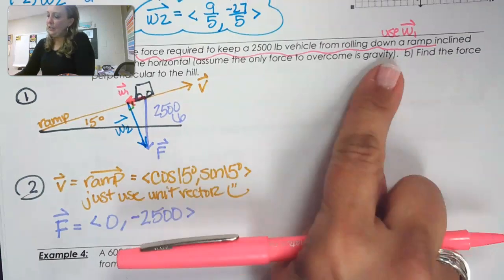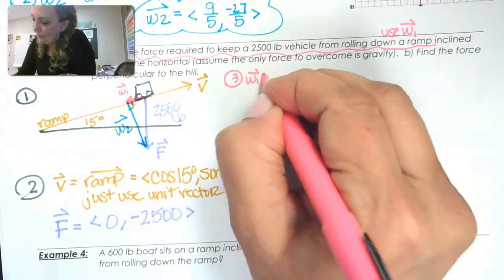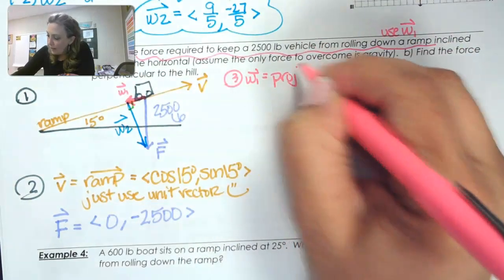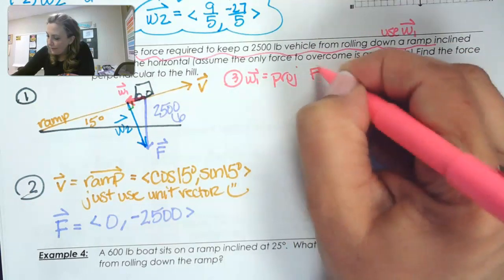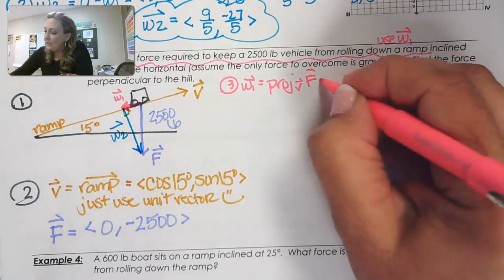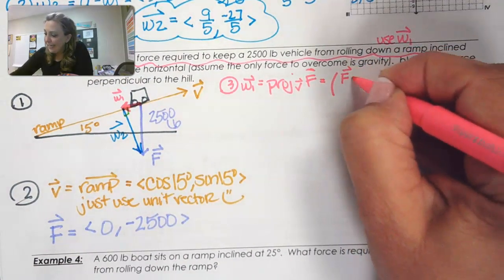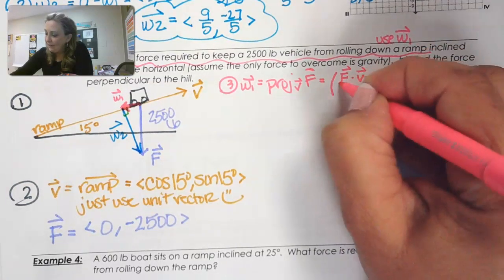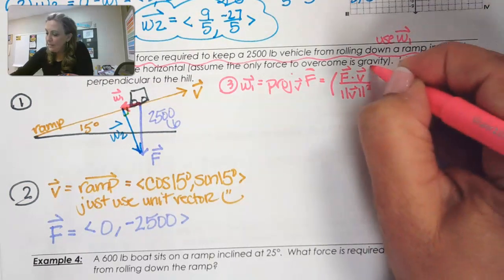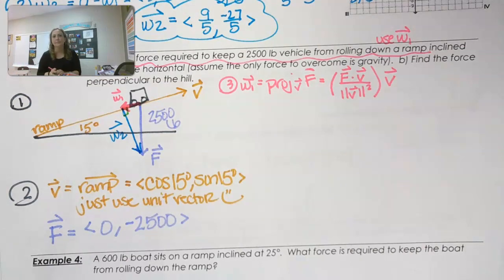So we are going to need to use this W1 to help. Okay? So this W1, again, is going to be the projection of F onto V, the ramp. And the formula then that we'll use to find our scalar is: we're going to take F dot V over the magnitude of V squared, times that vector V.